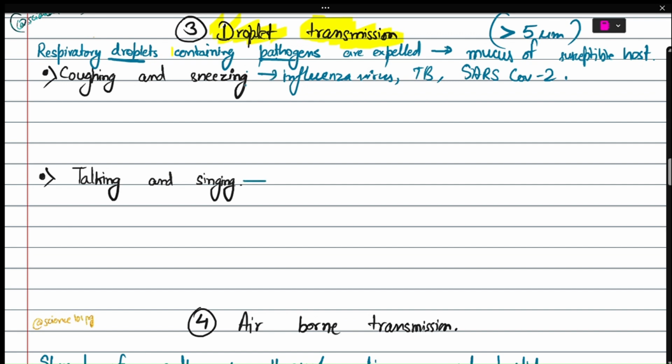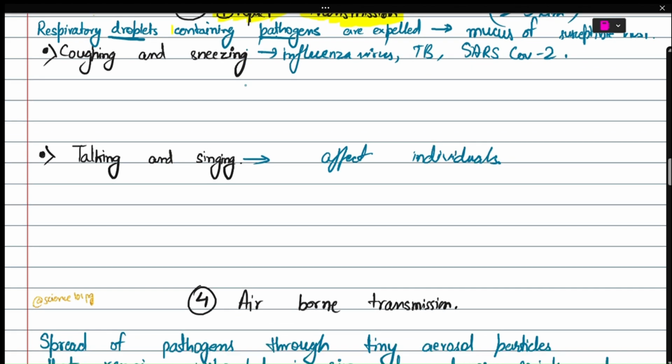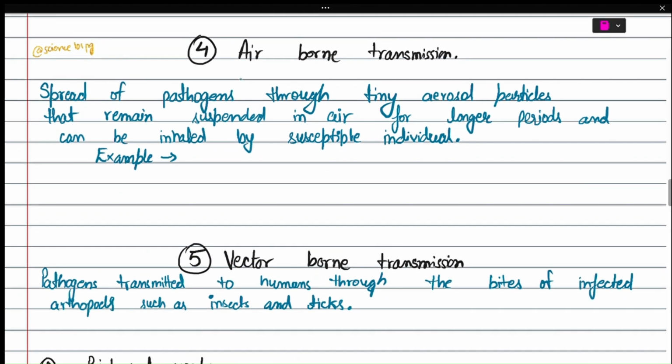Similar to coughing and sneezing, talking is a similar activity where respiratory droplets can come out of your mouth, and they can also affect healthy individuals. Okay. Then after the third point, we are moving to the fourth point, which is airborne infection, airborne transmission.